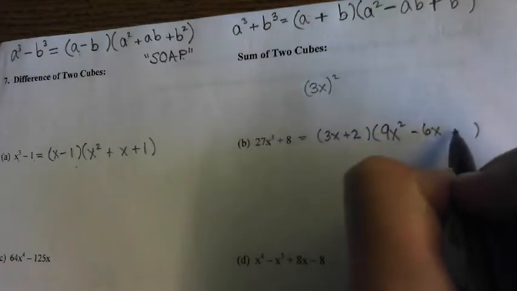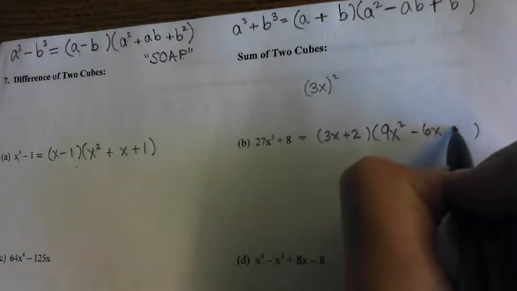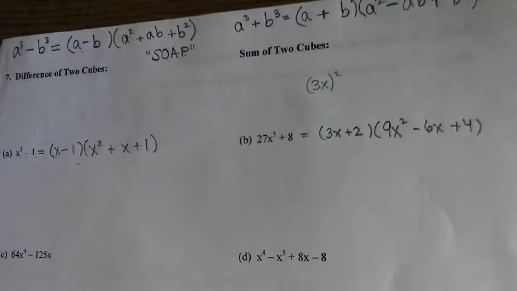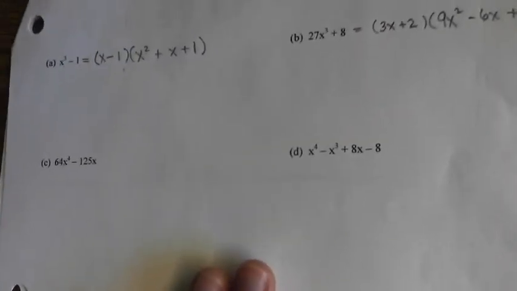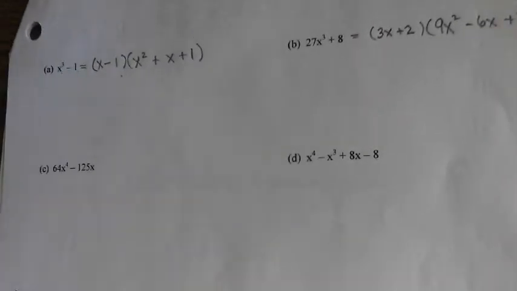Okay, next term. Plus 6x or minus 6x. Very good. Last term. Root 4. Plus 4. Good. Nice. Okay. Look at C.